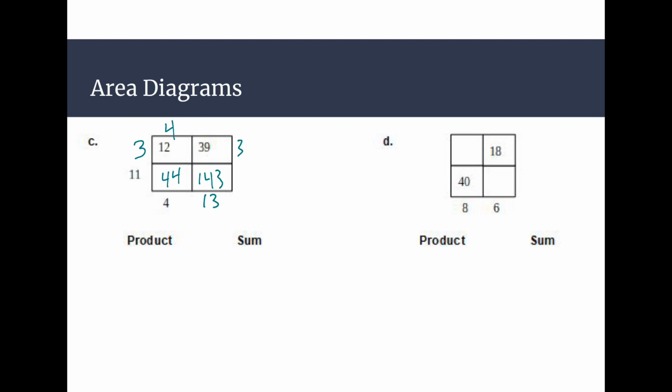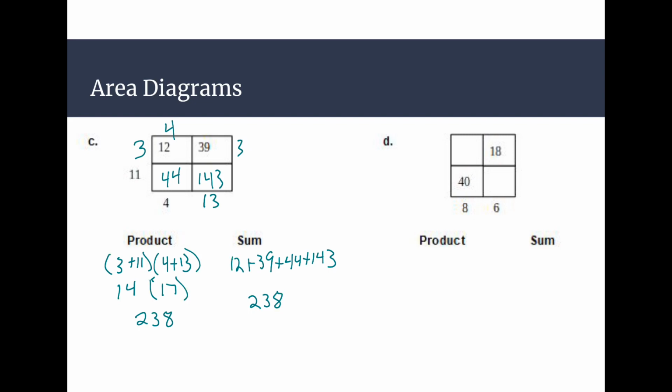Now writing it as a product of the sum, go ahead and pause the video, see if you can do this on your own. Alright, so our answer here is 238 for this, but remember our area is a product. We do the side times the bottom, so 11 plus 3 times 4 plus 13. And then for the areas of sum, we're going to add up all the boxes in the middle.